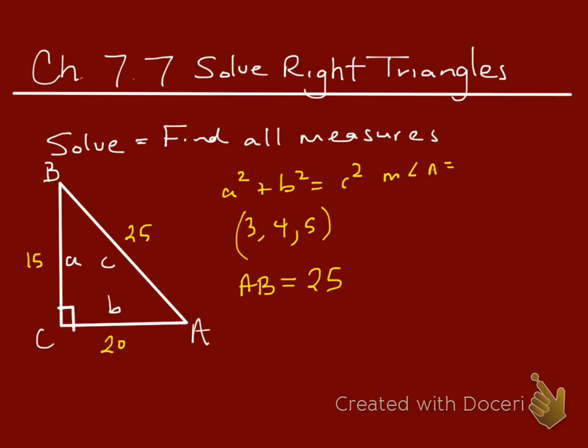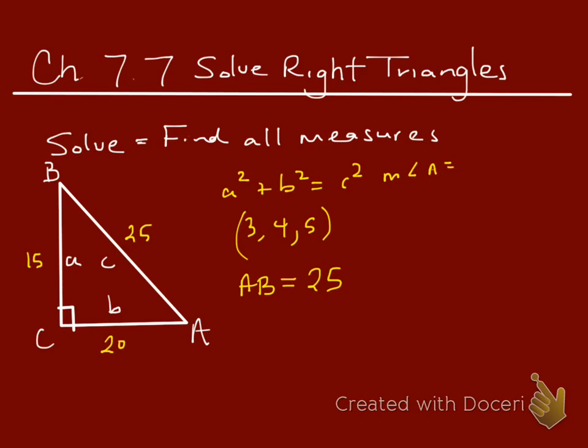Well, the measure of angle A can be found a couple different ways, especially since I know all the sides of my triangle. So how are we going to do that? What do you want to use? We can use tangent, we can use sine, cosine, because you've learned them all. So what do you want to use?